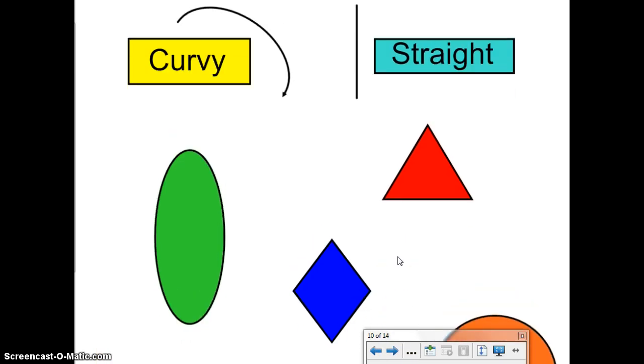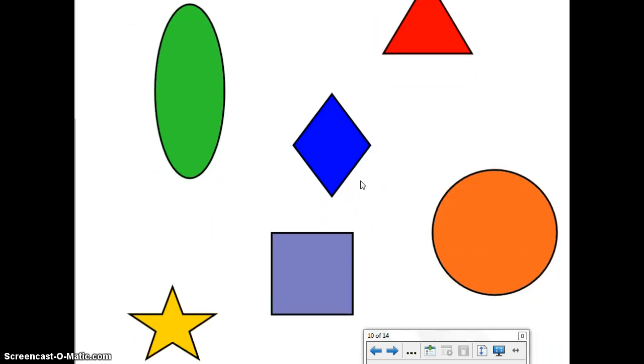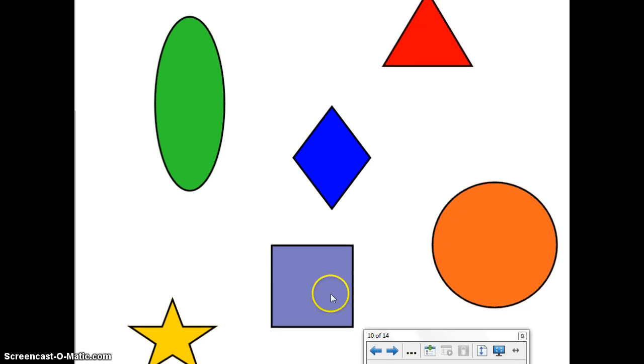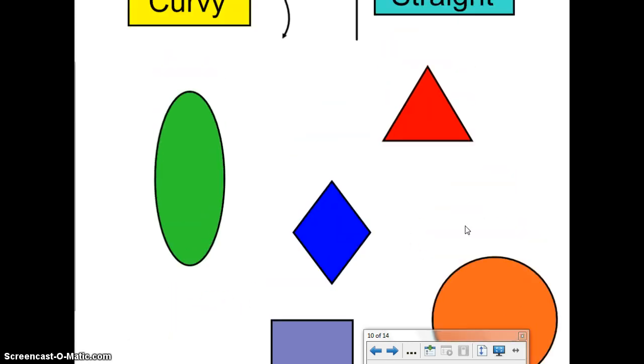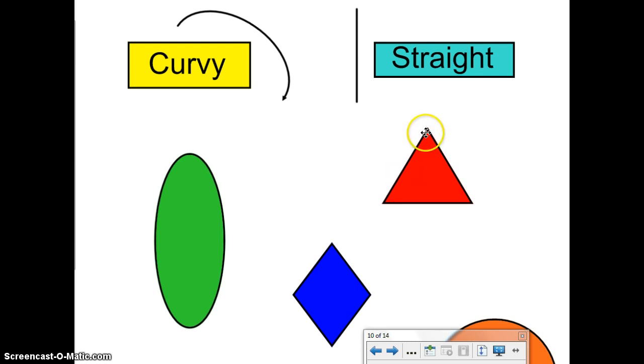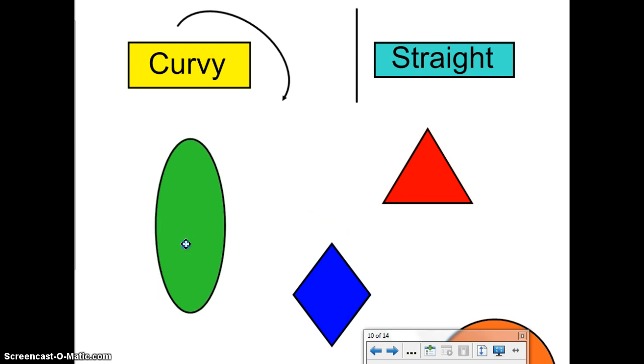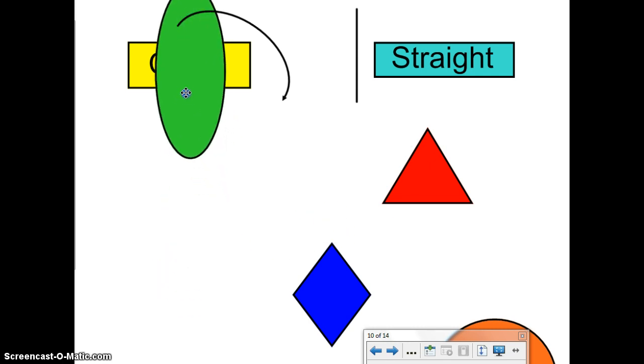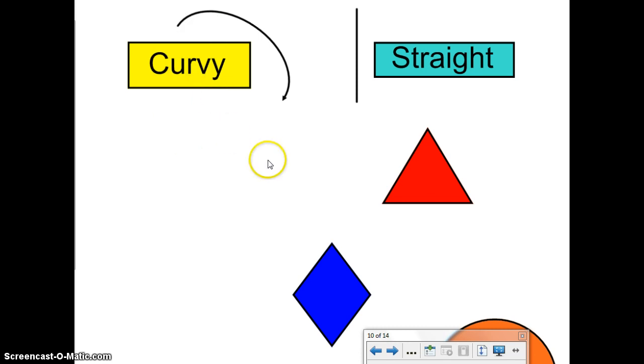So in this activity, we have 2 categories. We have curvy and straight, and we have different options of shapes. So we have oval, diamond, triangle, square, star, and circle. So curvy refers to the sides being round and not straight, and straight is the typical sides of a shape just being straight. So curvy, we're going to drag this oval to the curvy category, and we're going to set it in there, and it disappears if it's right.